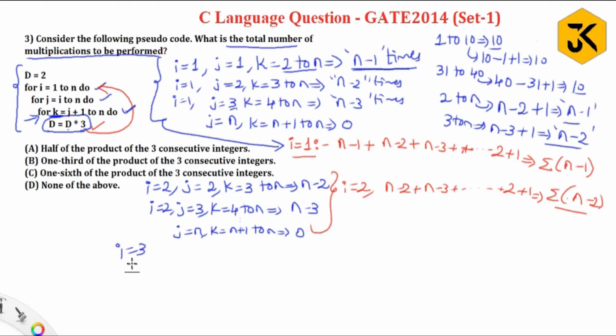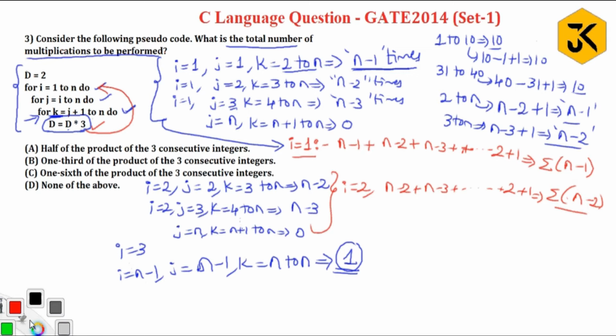Similarly for i equal to 3 you can do like this and so on. Similarly take the value n minus 1, i equal to n minus 1. When i equal to n minus 1, j value will be n minus 1, the condition is satisfied. Next k value will be n minus 1 plus 1, which is n, so n to n. N to n means how many elements are there? Only one, right? It means this statement is going to execute one time. So when i equal to n minus 1, it is going to execute one time.